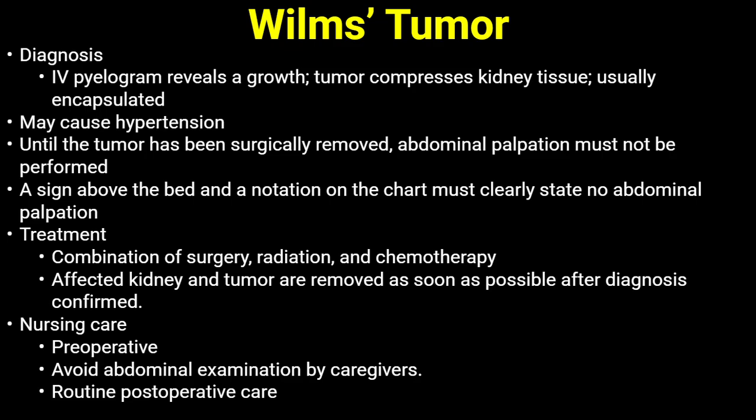Wilms' tumor, nephroblastoma, is the most common kidney cancer in young children, typically occurring between 2 and 5 years of age. It usually presents as a firm, painless abdominal mass that is often discovered by a parent during bathing or dressing. Children may also have hematuria, hypertension, abdominal pain, fever, or weight loss, although many are otherwise healthy.